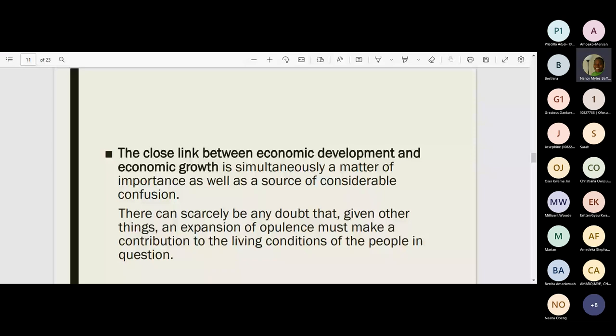He's telling you that there is a close link between the two. They are both economic, but one is growth, one is development. And he tells you that close link is, first of all, something very important that we must give attention to. But at the same time, it also creates a lot of confusion. I've told you how Kwame Dedji critiques that notion of development conceptualized in materialistic terms, as growth.